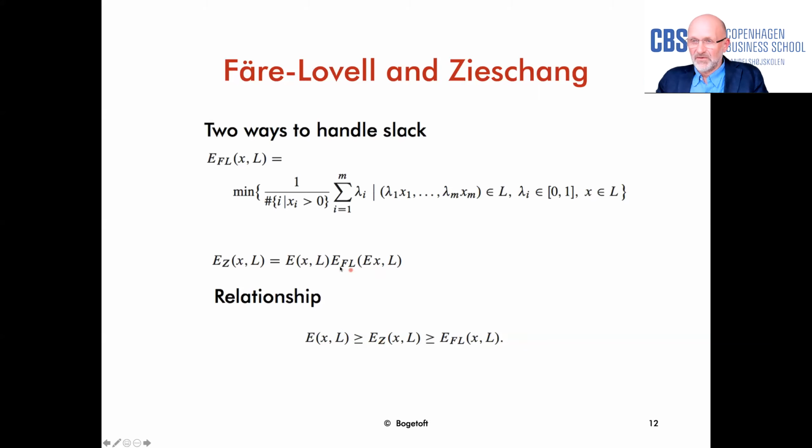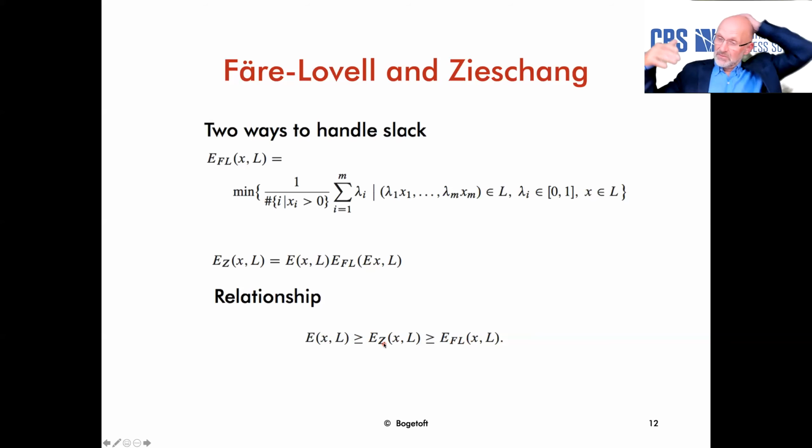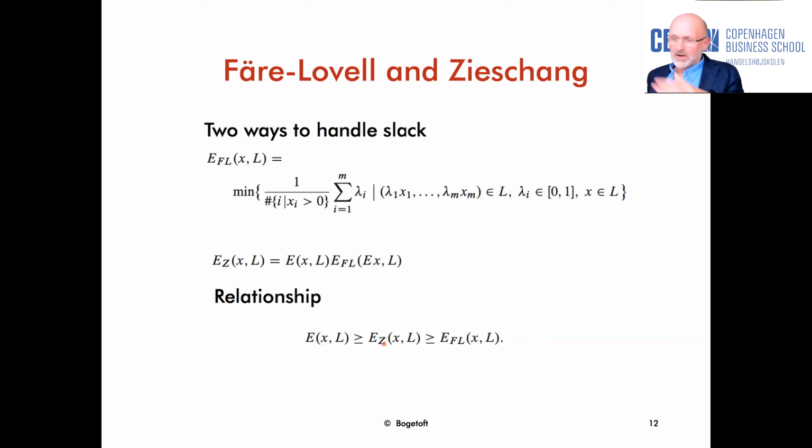Färe-Lovell is always going to be smaller than 1, so that explains the first one here. And the reason that Färe-Lovell is even smaller than this one is that here you're restricted in the movements you make. You make proportional reductions, and later you get rid of the slack. You can get to the same point using Färe-Lovell, but you can also get to other points, so therefore you get an even smaller number there.